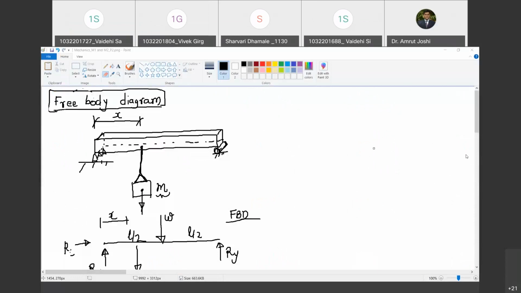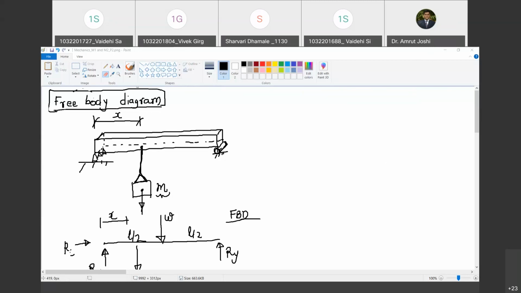Free body diagram is that diagram where we free the body from all external agencies and we show what the external agencies must have been doing. Are you with me? Yes, sir. So let us go ahead now.